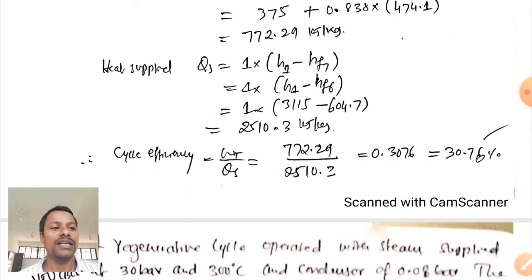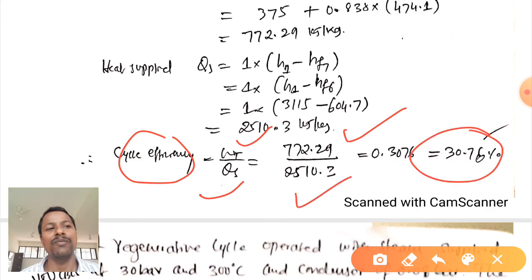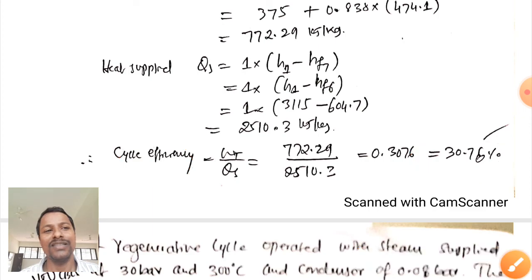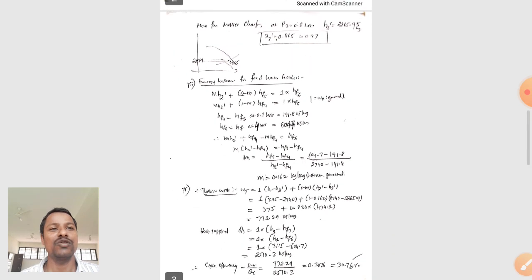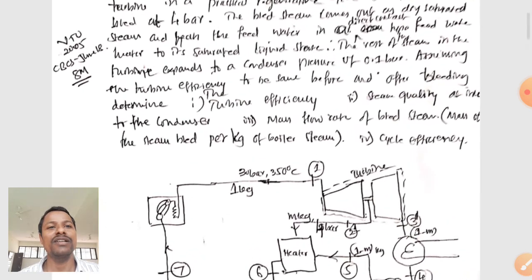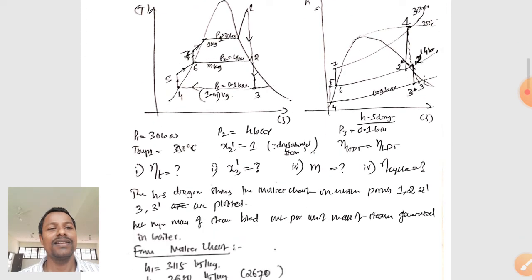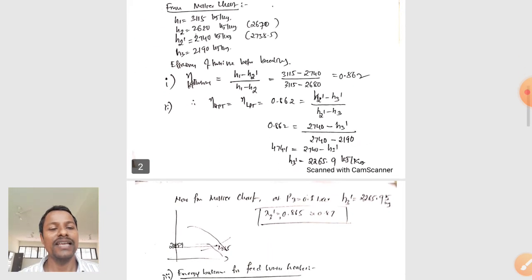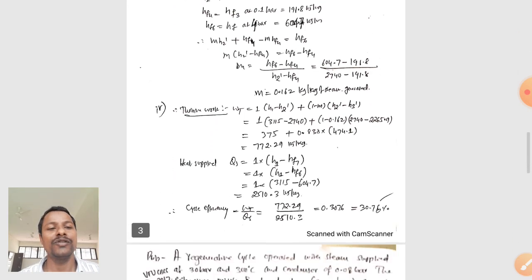Now, as we know, the cycle efficiency is turbine work upon heat supplied. Turbine work we have calculated, and this is the heat supplied. So, I will be able to calculate the efficiency as 30.76. This is the problem statement and the solution on regenerative cycle. This is a different variety which has appeared in your VTU exam. Please practice this problem for your own benefit. For any clarifications, watch this video repeatedly or contact me.